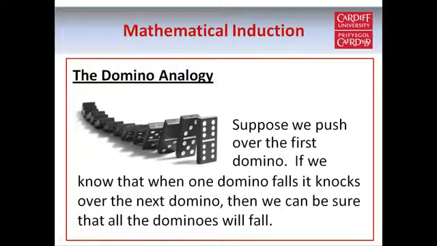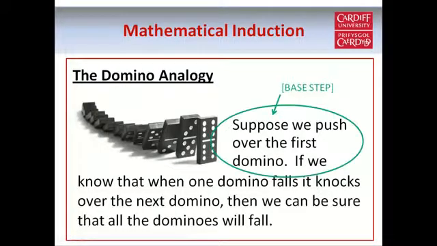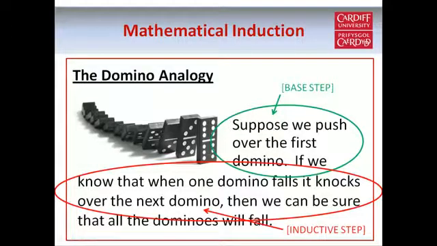So here's the domino analogy for induction. Suppose we push over the first domino in the line, and suppose we also know that when one domino falls, it knocks over the next domino. Then we can be sure that all of the dominoes will fall. So in this analogy, pushing over the first domino is the base step, and proving that one domino knocks over the next domino is the inductive step. So when we try to prove something by induction, it's a bit like trying to knock over an infinite line of dominoes. All we have to do is push the first domino, and then prove that when each domino falls, it knocks over the next domino. And then we can be sure that every domino in the line will eventually fall over.